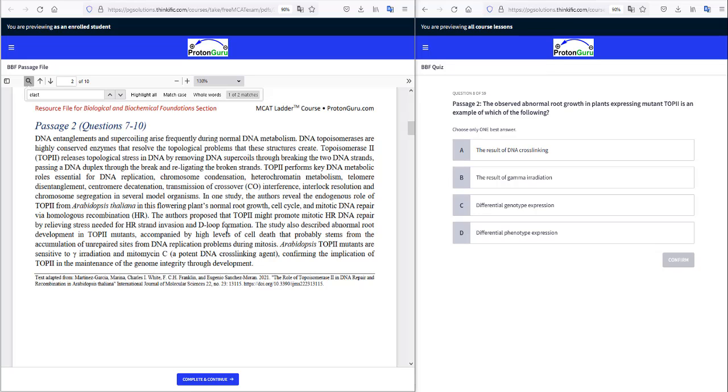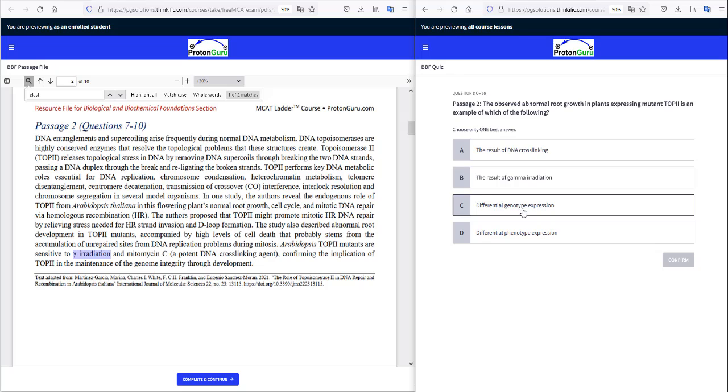So this passage does mention the abnormal root growth here. We don't really need to know about that specifically from this study to answer this question, though. In the passage, they mention DNA cross-linking, somewhere down here, I believe, and they mention gamma irradiation here. These are things that could cause abnormal root growth, but our observance that abnormal root growth has taken place does not suggest, and we're not observing DNA cross-linking, we're not observing gamma irradiation. So one of these 2 other answers must be correct.